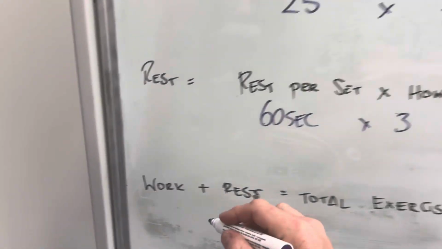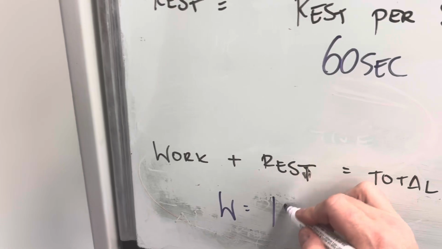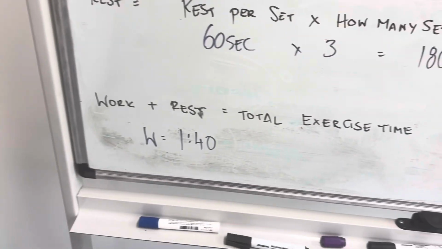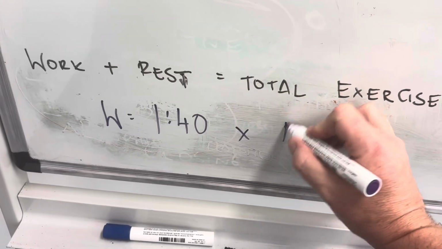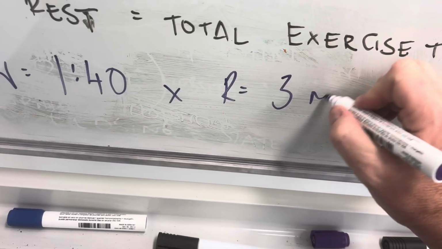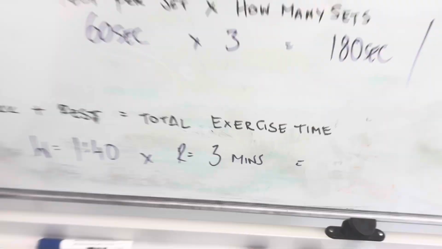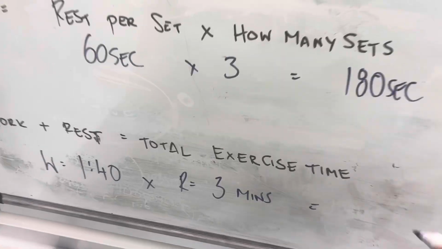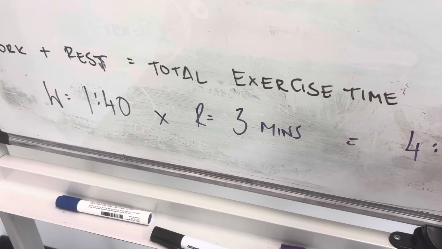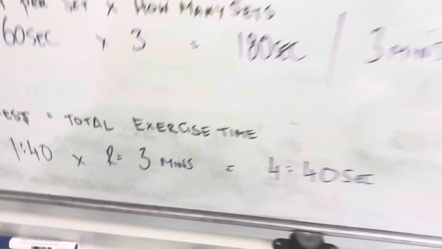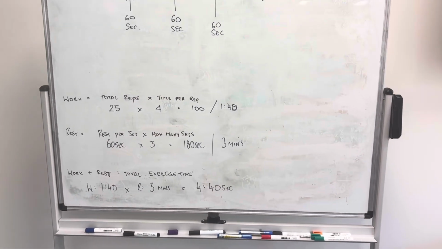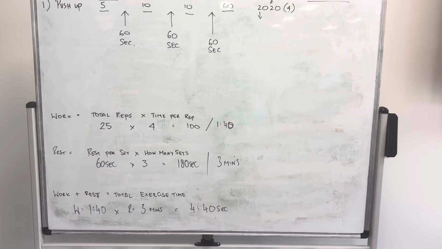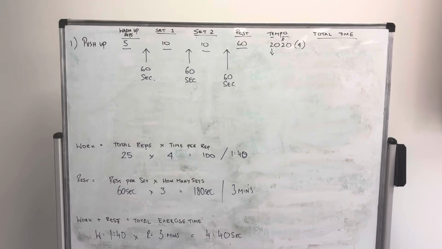Last but not least, we simply add these together. We know that work equals 1 minute 40 and rest equals 3 minutes. So we're going to talk in minutes. What is 3 plus 1:40? Well, we know that 3 plus 1 minutes is 4, and there are 40 seconds left over. So the total exercise time for that would be 4 minutes 40 for this example.